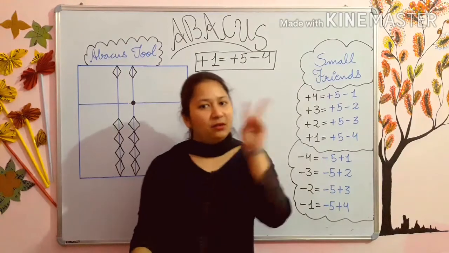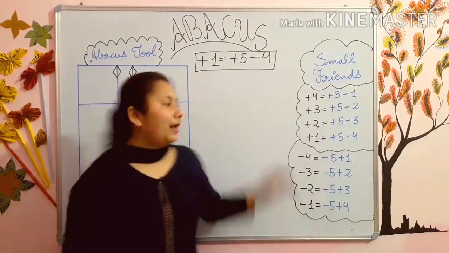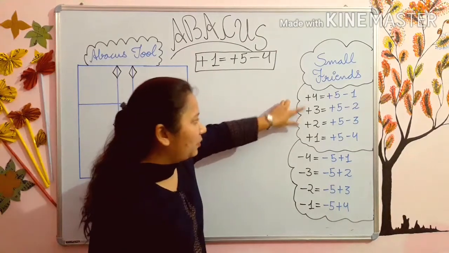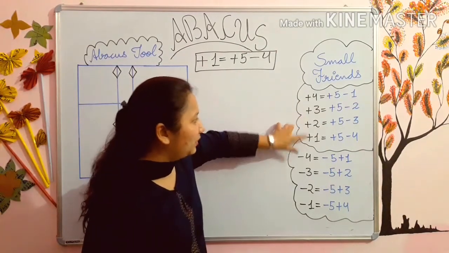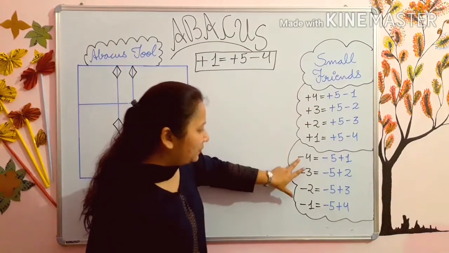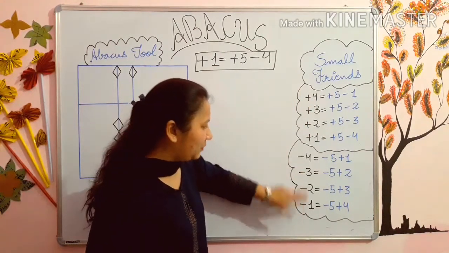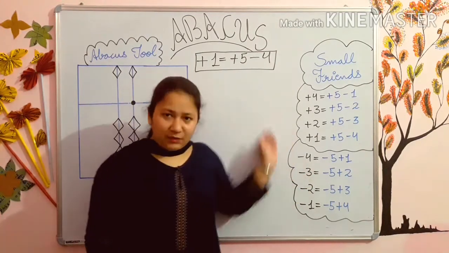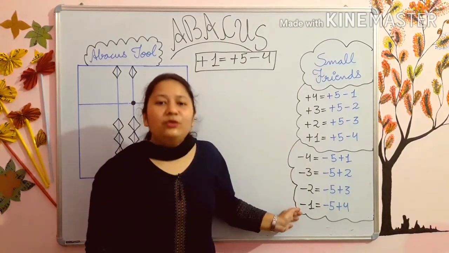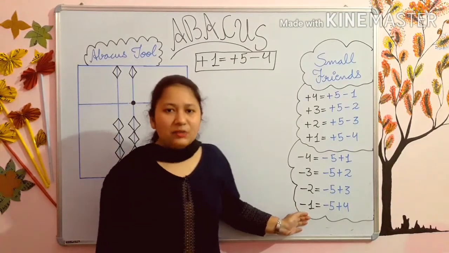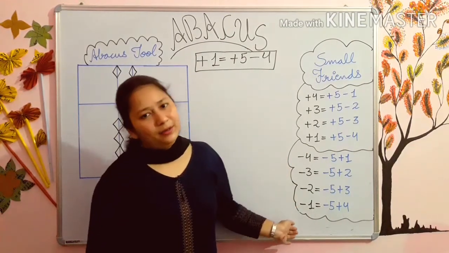Small friends में दो टाइप के formulas होते हैं, addition के and subtraction के. As you can see, plus 4, plus 3, plus 2, plus 1, they are 4 of addition and these are minus 4, minus 3, minus 2, minus 1, they are for subtraction. These formulas I made you write in your Abacus notebook. I hope students you have written them in your notebooks.